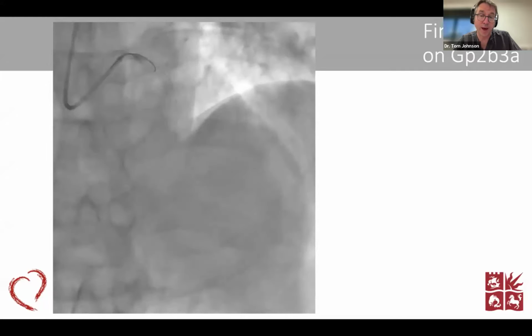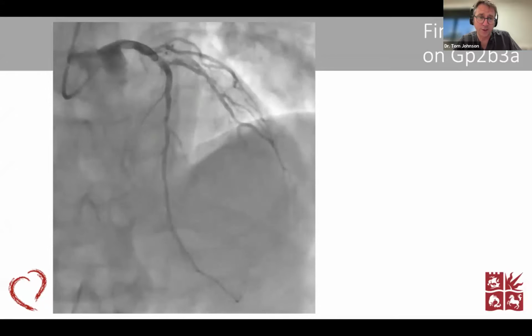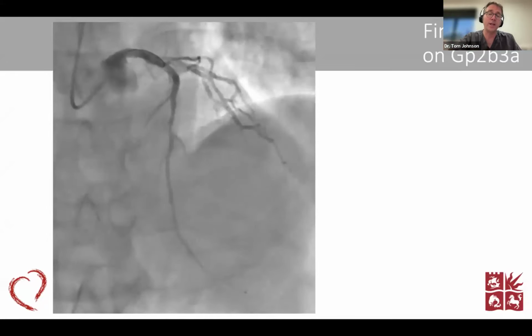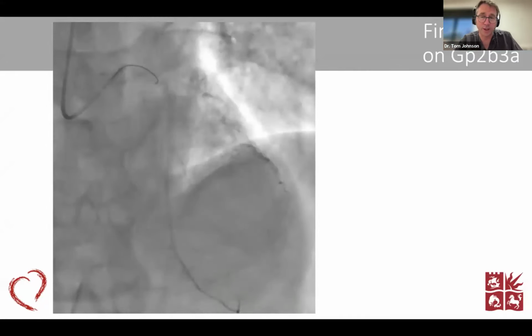So do you bring this patient back as an inpatient for further assessment? Do you just accept that's the result and leave it be? Do you think about interval imaging? I don't know whether anyone has any comment on that.